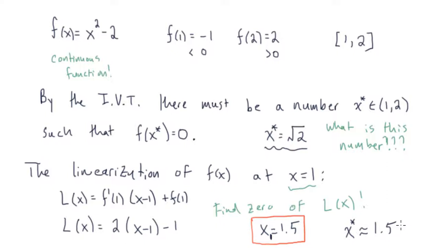Now, of course, this is still off by a good bit. If you plug square root of 2 into your calculator, you're going to get something like 1.41 and then some more decimals. But you see that at least doing this first step, we're getting something that's pretty close to the square root of 2. It's getting pretty close to the actual 0 of this function by just looking at the 0 of the linearization of the function.